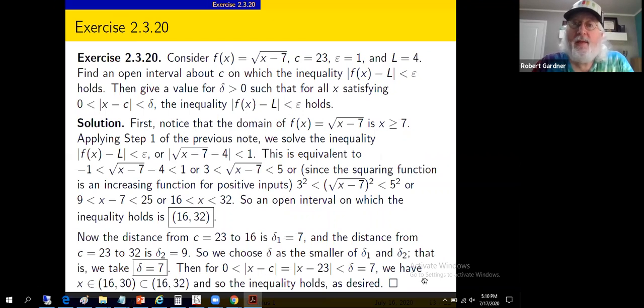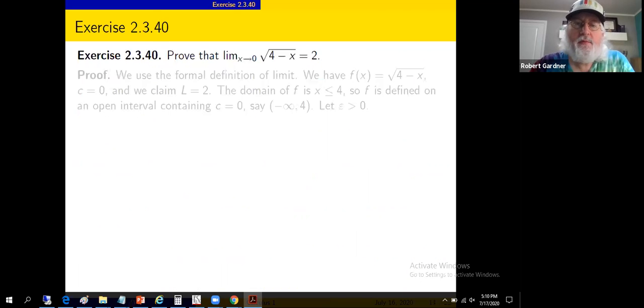Okay, let's do one. Fear not, Calculus 1 students. Now, let's do one that's a little bit harder. This one's tricky. Okay, so we're going to prove that the limit as x approaches 0 of the square root of 4 minus x equals 2.